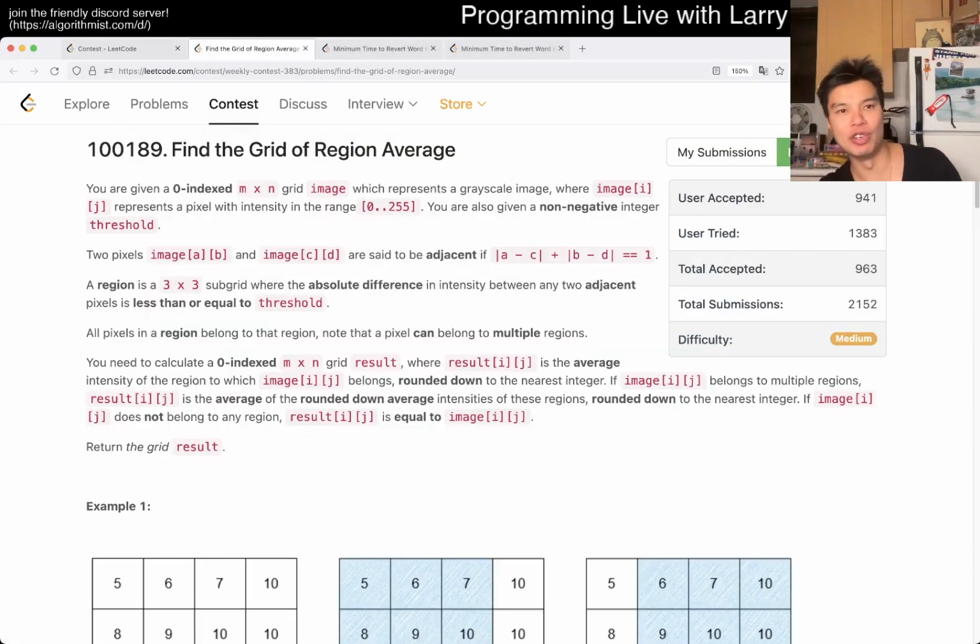This is me going over Q3 of the weekly contest 283, Find the Grid of Region Average.